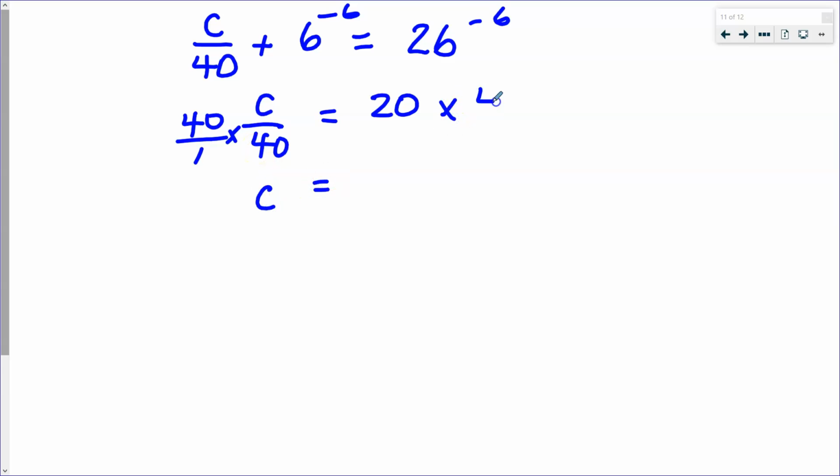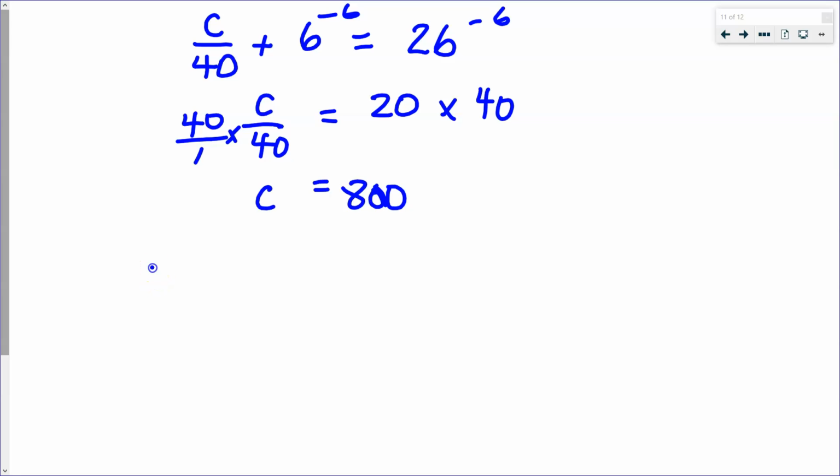Again, what I do to one side, I do to the other. And 40 over 1 is the same as 40. You can put the 1 there if you want, but it's not necessary. And 40 times 20 is 800. Sorry, that's a 0. Okay, so that means that there was 800 shirts in each box. Now, we can totally check this because it will ask us to.